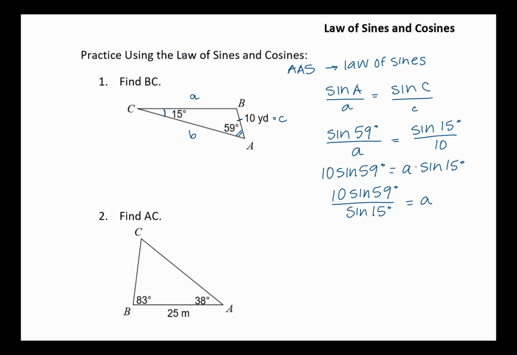So we don't use our calculator until the very end. And you're going to want to make sure that you're using degree mode, not radians. So using degree mode, we plug this into our calculator, and I find that a is going to be 33.1184, and we'll actually write it as BC, because that's what we're looking for. We're finding BC, is 33.118 yards. And that would be your final answer there.